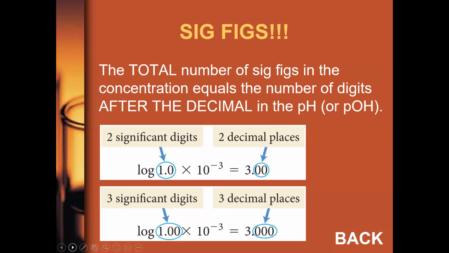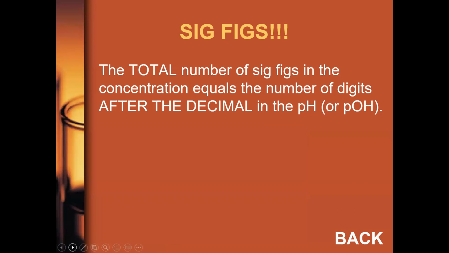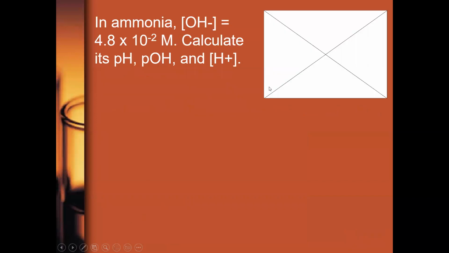So the number of digits in your concentration should match the number of decimal places in your pH or pOH. So here, if we have a hydrogen ion concentration of 4.93 times 10 to the negative fifth, notice that that concentration has 3 total digits. So our pH should have 3 digits after the decimal. That is a typo. All right, this is where I'm going to stop and we'll come back and do some additional practice.